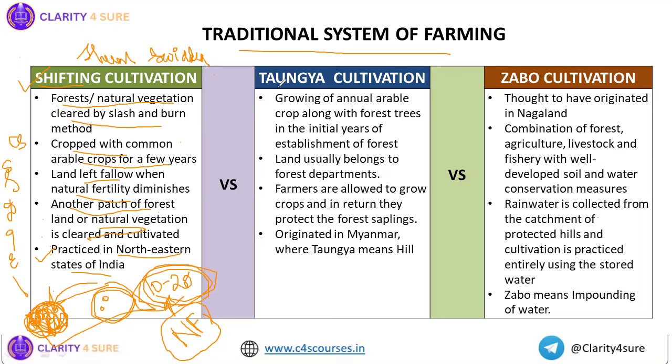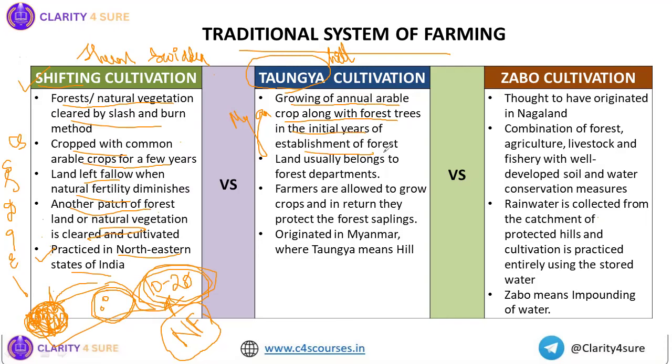Next, we'll talk about the Tongya system. The Tongya system originated from Myanmar, and the meaning of the word Tongya is hill. So technically we can say Tongya cultivation means hill cultivation, right? So here what is done is the growing of annual arable crops along with forest trees in the initial years of establishment of the forest.